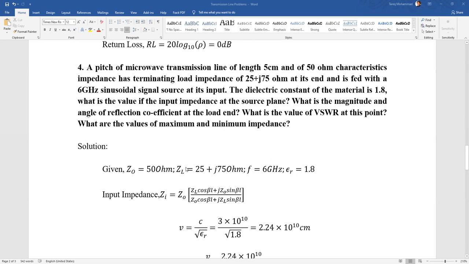Okay, now in the next math, what they did is almost a similar thing. Instead, there is a value of load. There is a load which is 25 plus j75 ohm. Here, almost the same question like the previous one. You draw the signal, that means you draw the transmission line diagram. Then do some maths, do some equations.